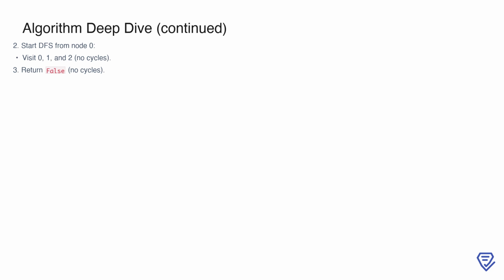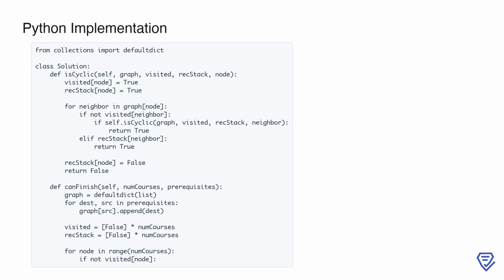This step-by-step walkthrough highlights how the algorithm effectively distinguishes between cyclic and acyclic graphs, ensuring accurate results in both scenarios. Here, we start by importing the defaultdict class from the collections module, which helps us conveniently create and manage the adjacency list representation of our graph.